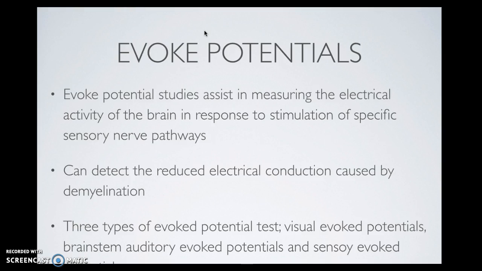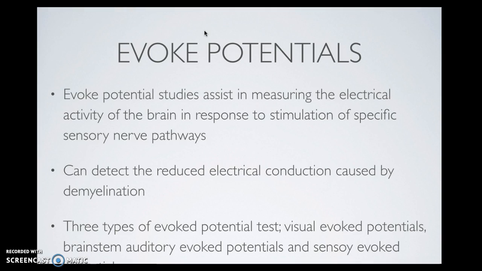The next study is evoked potential studies, and this assists in measuring the electrical activity of the brain in response to stimulation of specific sensory nerve pathways. So they basically give a functional reflection of sensory and motor systems. Can detect the reduced electrical conduction caused by demyelination in MS. Visual evoked potential studies can detect lesional spatial dissemination.